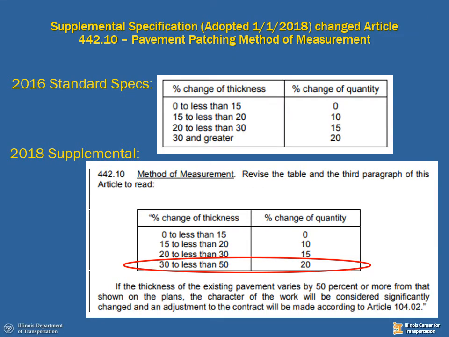If you'll remember back to a previous module, we talked about how the supplemental specifications can change things. The 2016 standard specs, you just saw this table for pavement patching and the change in thickness versus change in quantity. And we showed you in the 2018 supplemental, this did change. They have capped the change in thickness at 50%. So from 30 to 50 versus 30 and greater, still a 20% change in quantity, but if it varies by more than 50%, it's considered significant, and we will refer to Article 104.02 to get an adjustment to the contract from the contractor.